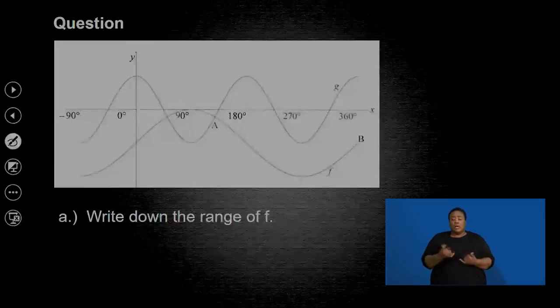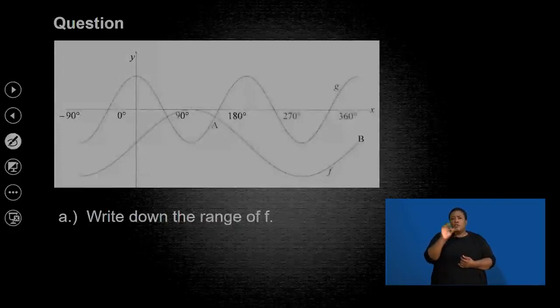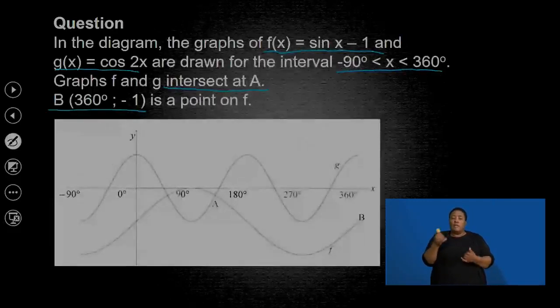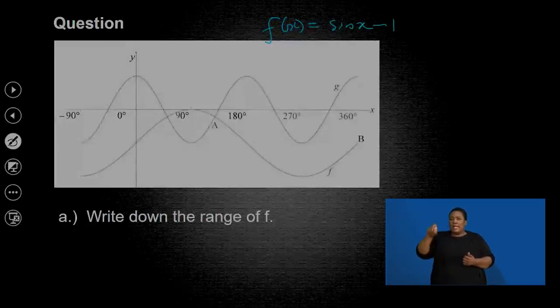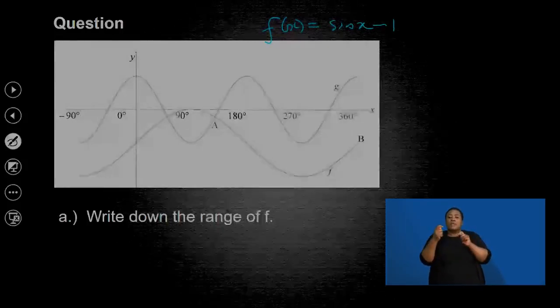Now, the first question wants us to talk about the range of f. Now, f, if we just go back to the question, it was sine x minus 1, right? So I'm just going to write it here. Our f of x is equal to sine x minus 1. Now let's understand what this means, guys. This means that the graph of f, which was the original graph, sine of x, was shifted 1 unit down.